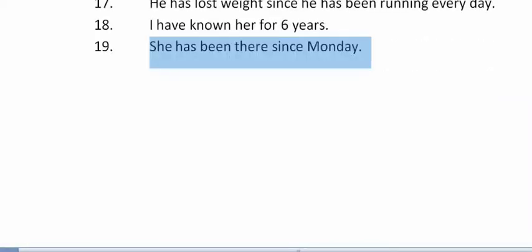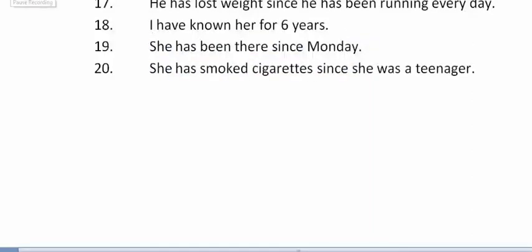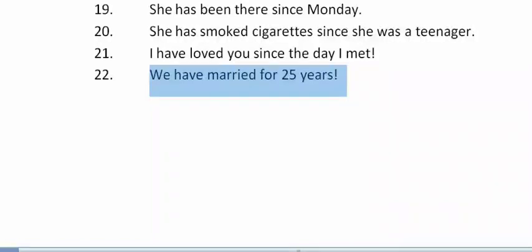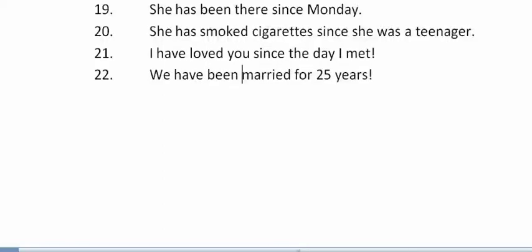She has been there since Monday. She has smoked cigarettes since she was a teenager. I have loved you since the day I met. We have married for 25 years. Is there a mistake in the sentence? There is, because the process of marriage did not continue for 25 years. So we can say we have been married for 25 years.